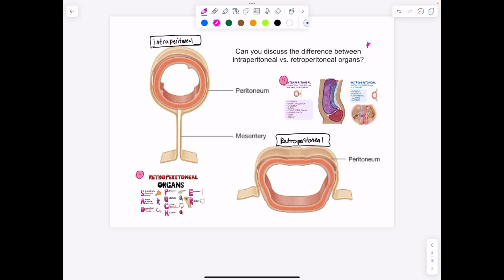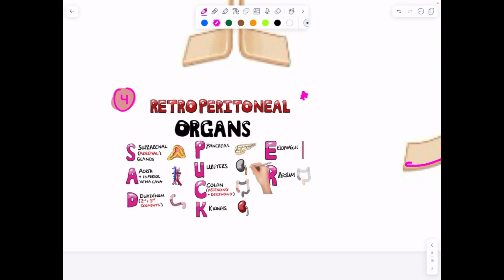Can you discuss the difference between intraperitoneal and retroperitoneal organs? Well, we've already touched on this, but intraperitoneal just means the organ is completely surrounded by peritoneum. Retroperitoneal means it's only partially surrounded by peritoneum. We said our retroperitoneal organs are our SAD PUCKER mnemonic. SAD PUCKER for suprarenal (adrenal) glands, aorta, duodenum (second and third parts), pancreas, ureters, colon, kidneys, esophagus, rectum.